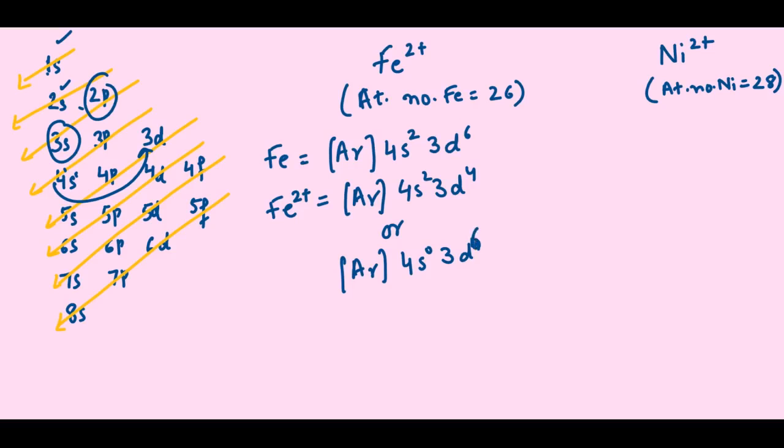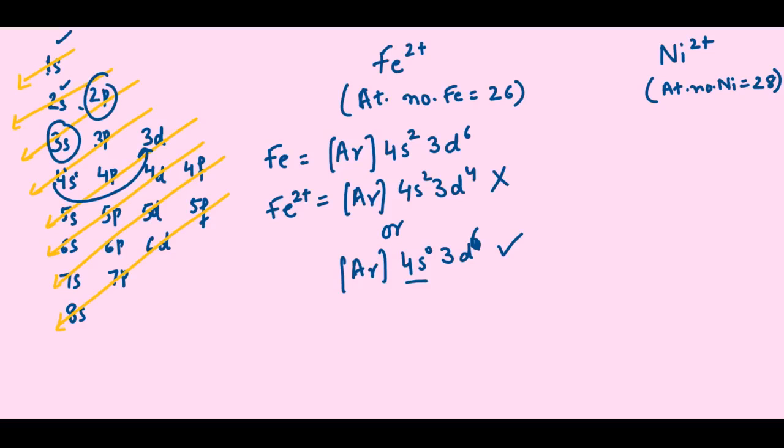Okay, now out of these two, which approach is the right one? So this is the right approach. Always remember, the first approach is a wrong approach. Why? Because in the first approach, you are removing the electrons from the 3d. But you are supposed to remove the electron from the 4s.